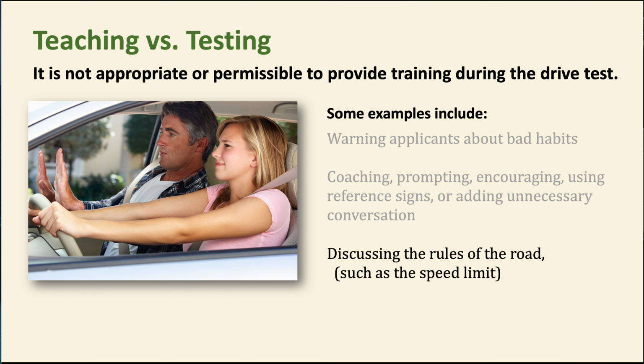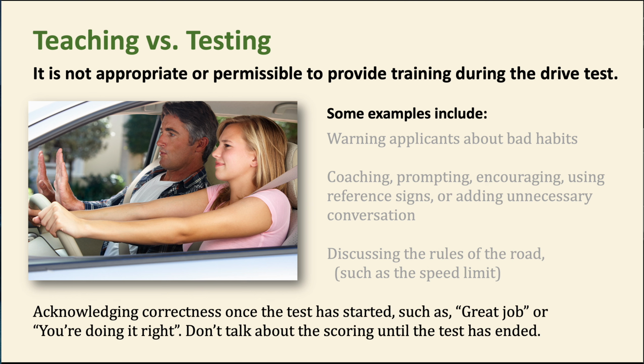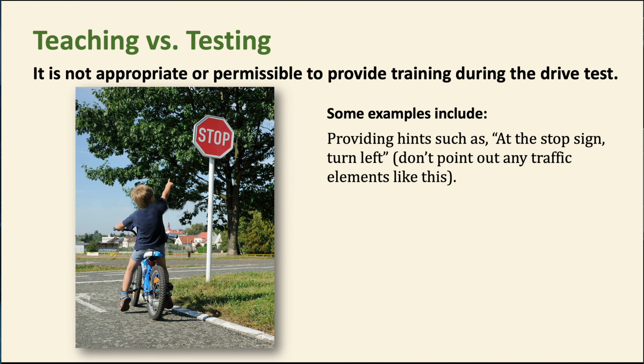They're all supposed to know the maximum speed limit for cities and towns, unless otherwise posted, is 25 miles per hour. So that's something that they need to know. They also need to look for the signs. Try not to acknowledge correctness once the test started, such as, good job, you're doing it right. Don't talk about the scoring until the test has ended.